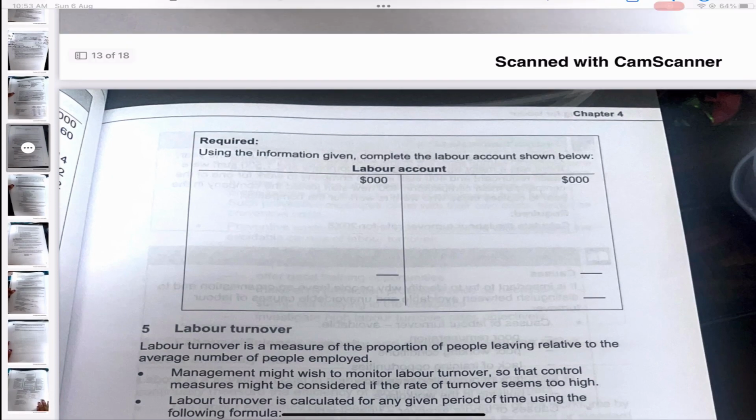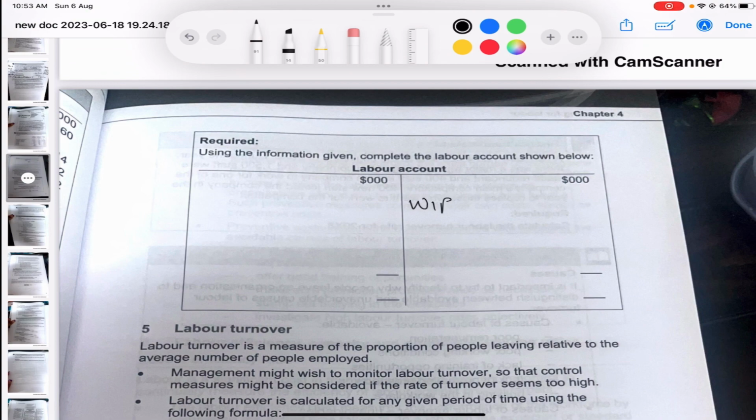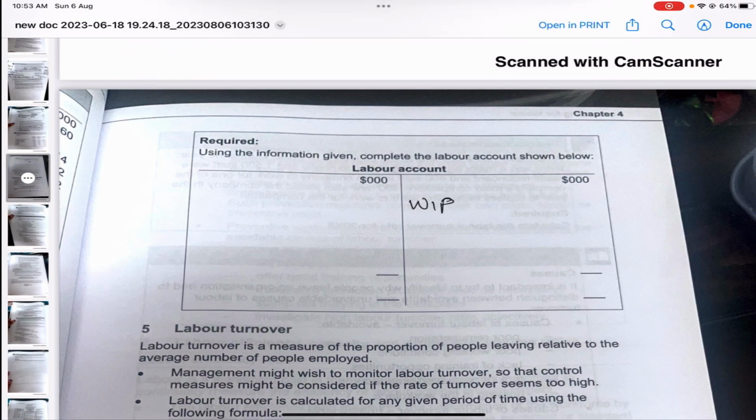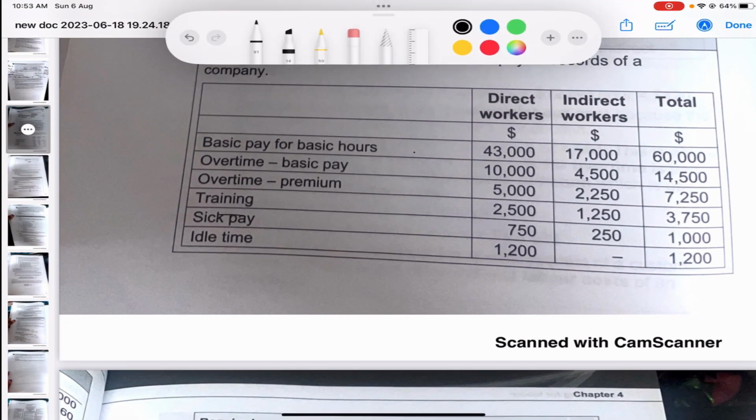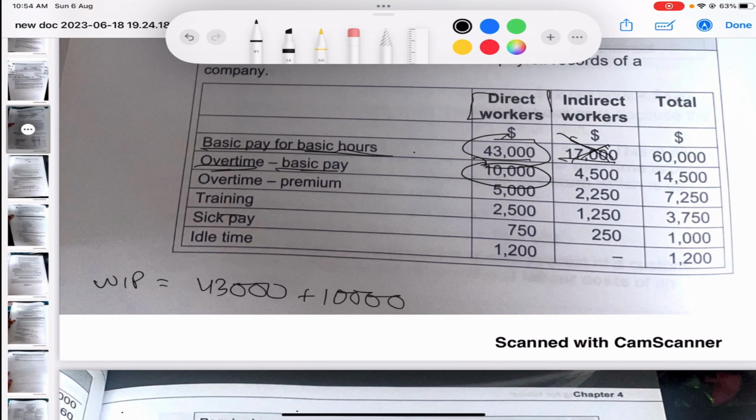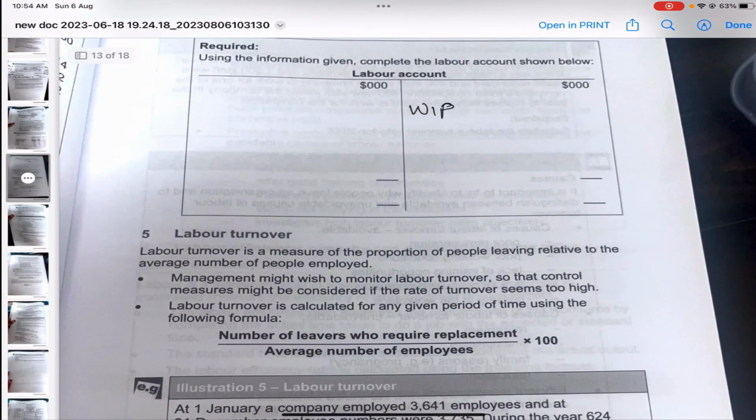Alright, let's first start with WIP. WIP is the work in progress which has all the direct costs. So let us add all that. What all comes under the direct? Basic pay for basic hours. This always comes under your WIP, but you need to keep in mind, direct workers 43,000, indirect will never come. So we are not going to look at the indirect. So WIP would be my 43,000 of only the direct workers, obviously. And what else? Basic pay of overtime is also your direct cost. So 10,000. So you are going to add your 10,000. So 43,000 plus 10,000 would be your WIP. So that would be 53,000.